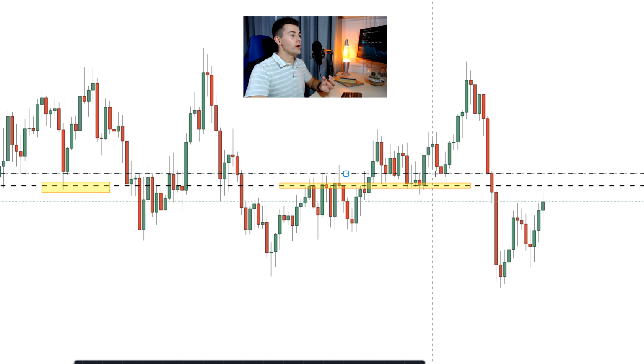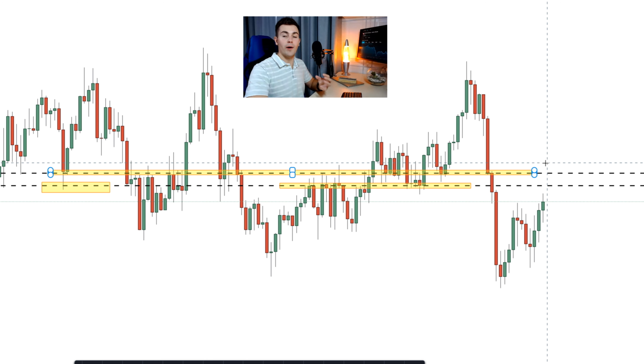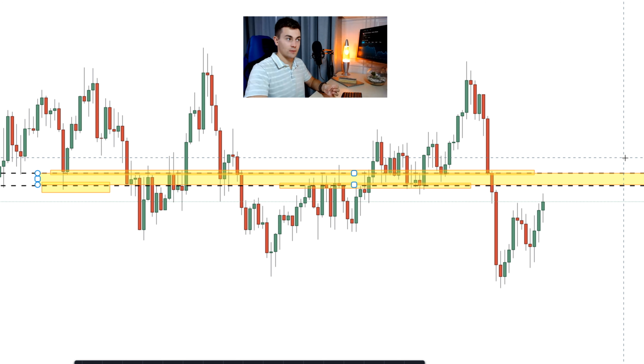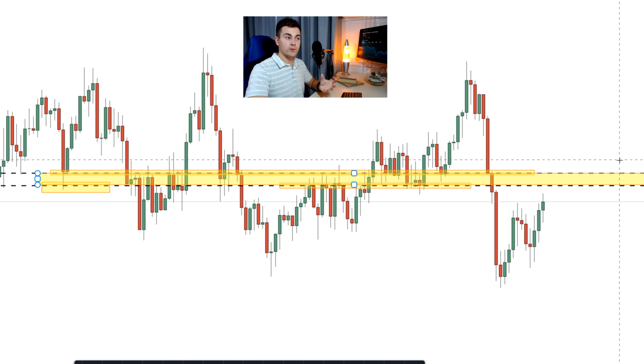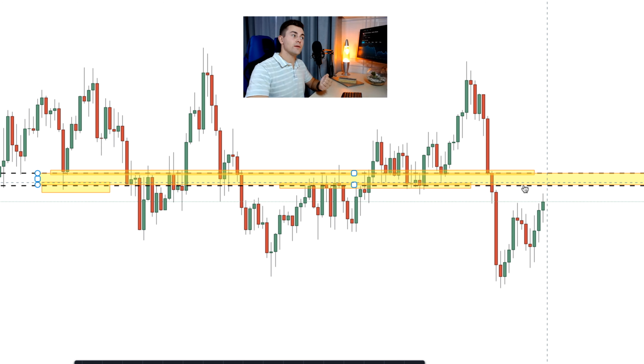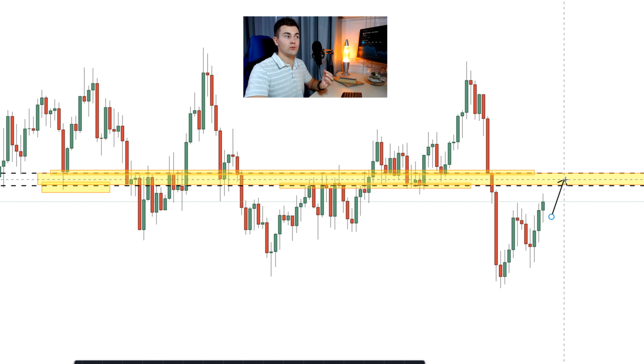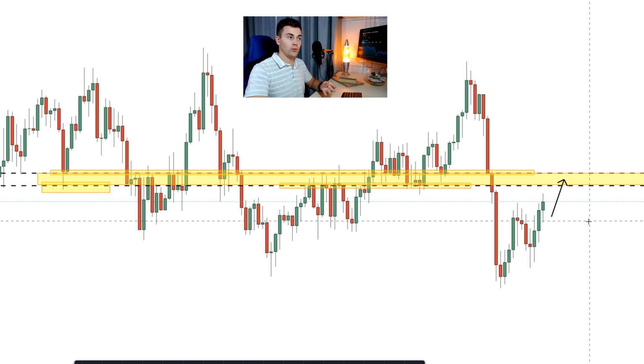And a bit higher, we have another level. Again you can look left at structure and see that this level was respected as well. So we have here a not very wide but quite wide area of supply, an area of resistance, and that gives us a very nice spot to short the market. If the market reaches that area, we will look for short opportunities.